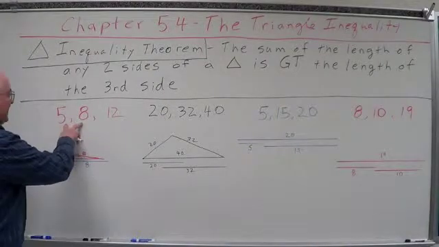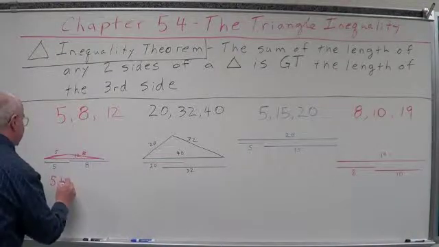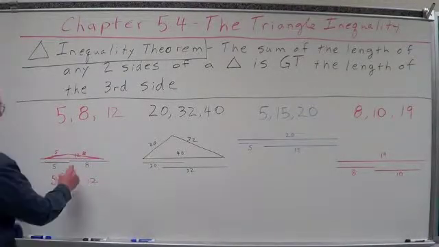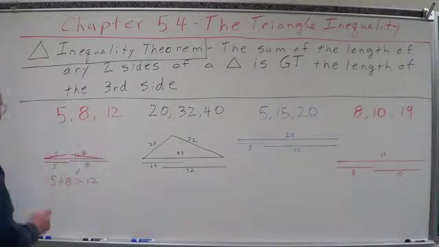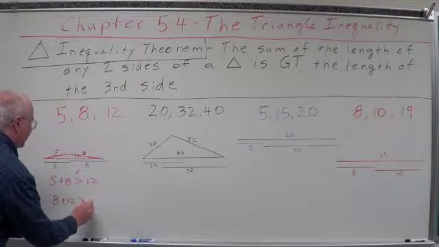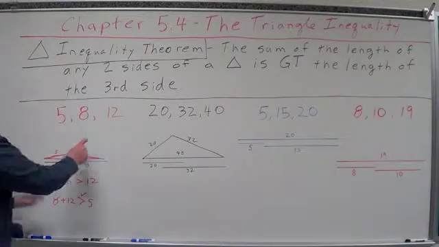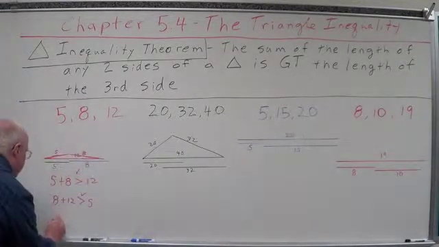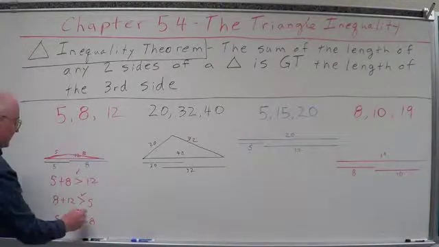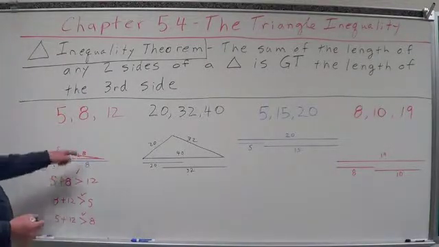Now, let's take these and do some work with them. What we're going to do is add the first two and see if it's greater than the third. 5 plus 8, is that greater than 12? 5 plus 8 is 13. Yeah, that checks off. Take the next two. 8 plus 12, is that greater than the one we left out? Well, yeah, because that's 20. Is that greater than 5? Yes. And I take the outside two. 5 plus 12, is that greater than 8? Well, that's 17. It most certainly is. So this one passes all 3 tests. We have a triangle.